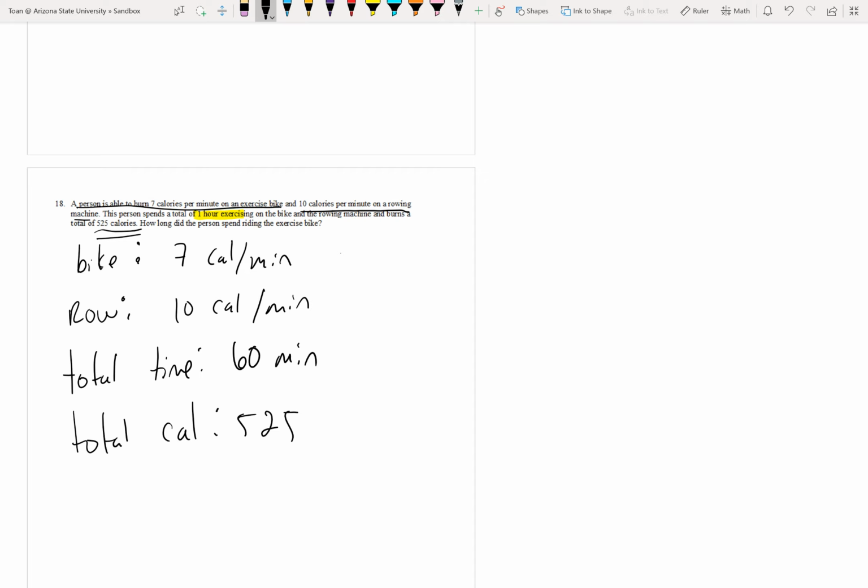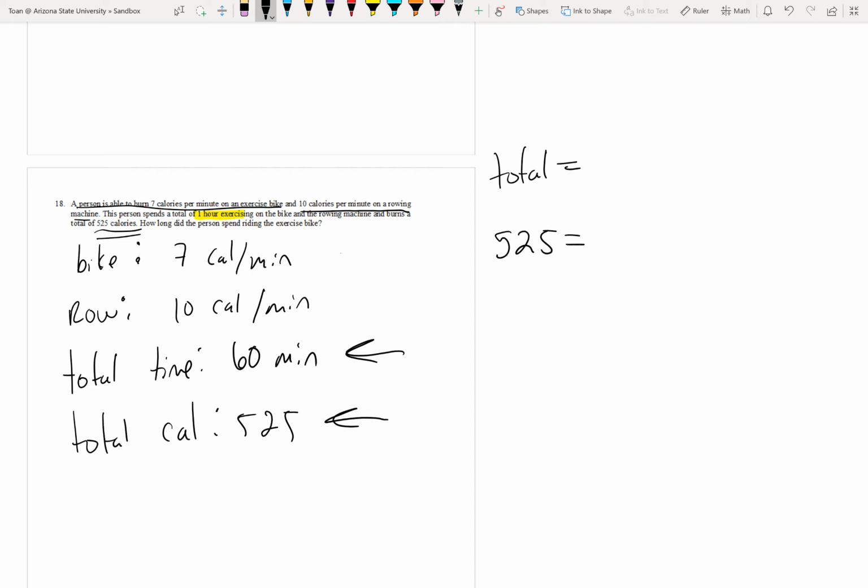Typically, when you set up equations, you're going to put your totals at the very end. So it's usually going to be like total equals. So the totals they give me are calories and time. Now, the main idea of this word problem is burning calories, so it makes sense that we're going to focus on the calories.